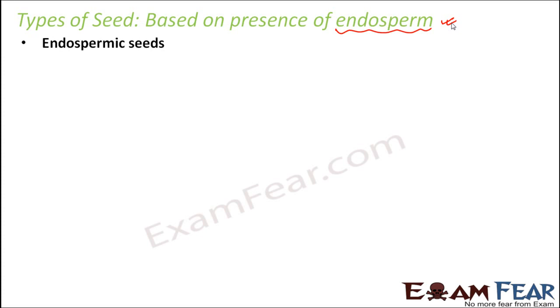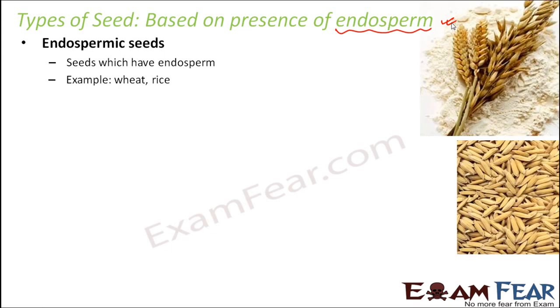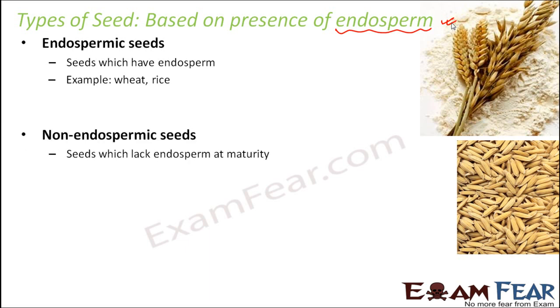Based on the presence or absence of endosperm, there are two types of seeds. Endospermic seeds are seeds which have endosperm, the tissue which provides food. Examples of endospermic seeds would be wheat and rice. The next category is non-endospermic seeds, that is seeds which lack endosperm at maturity. That means by the time the seeds are matured, the endosperm is already gone.